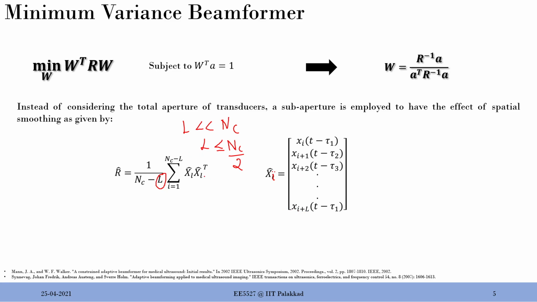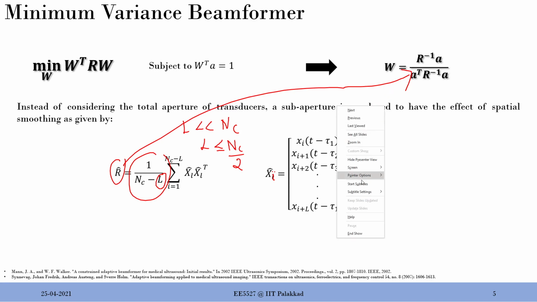So each time you calculate the covariance matrix and add it to the previous case. First subaperture covariance matrix, second subaperture covariance matrix, third subaperture covariance matrix, then add all of them together and normalize by this particular number. That is your matrix, and then you put it in the same expression here. That's the only thing. And of course this A value will not be a vector of 1s of size NC, it will be of size L. That's the only difference. I hope it's pretty clear and very interesting.